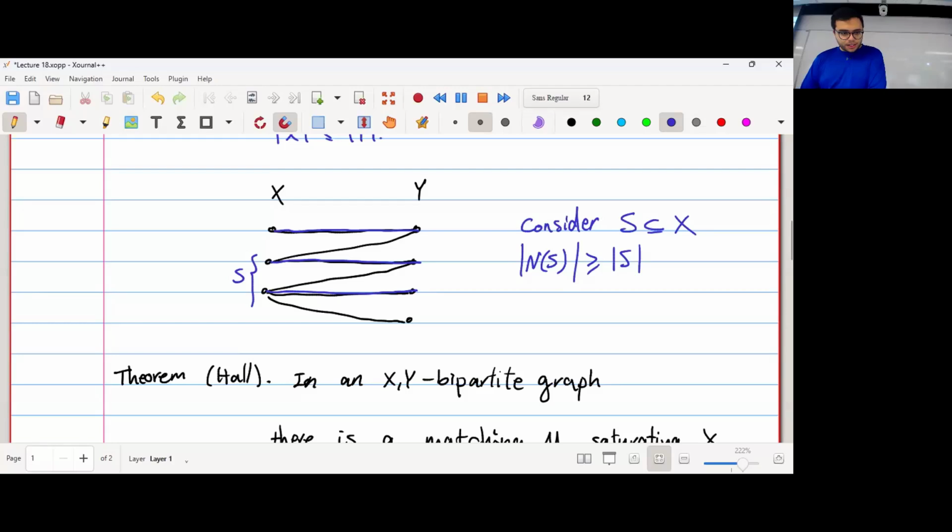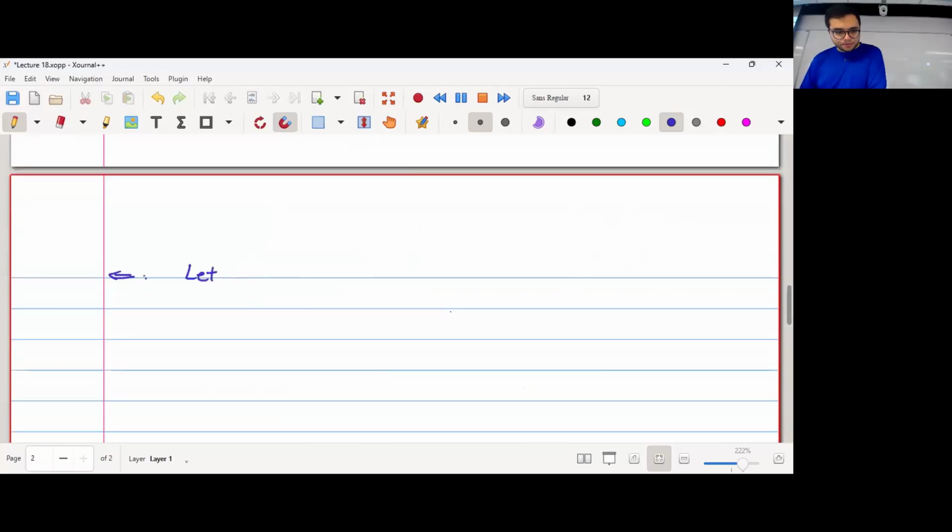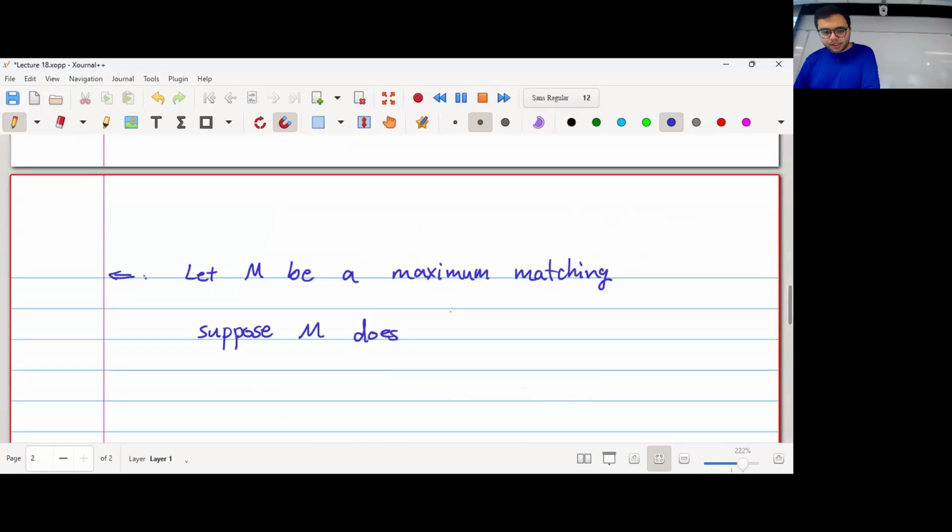So I say, let M be a maximum matching. Okay. And just to do proof by contradiction, suppose that it doesn't cover all of X. Okay, suppose that M does not saturate all of X.